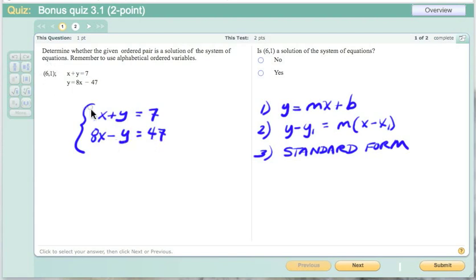We know 6, 1 works here. 6 plus 1 is 7. Does it work here? X is 6, y is 1, and I think you could see that this is indeed going to check. 48 minus 1 is 47. 6, 1 is indeed a solution to both of these. Keep in mind the idea of standard form. The answer here is yes.